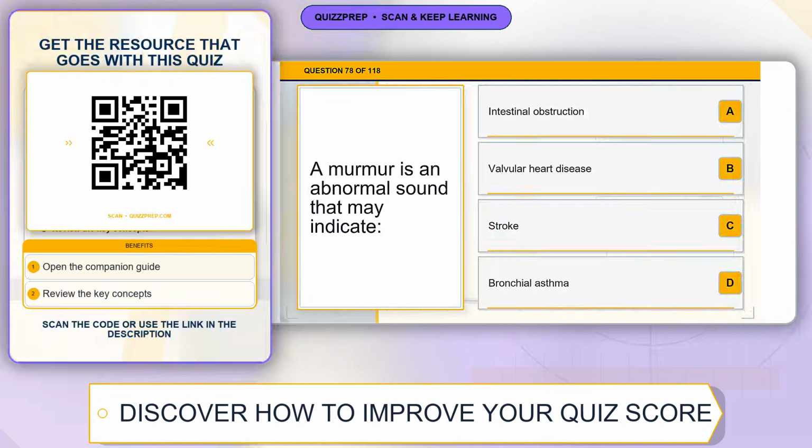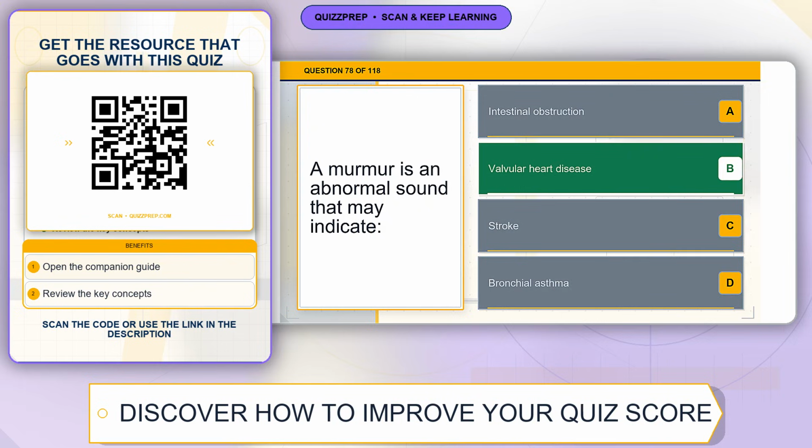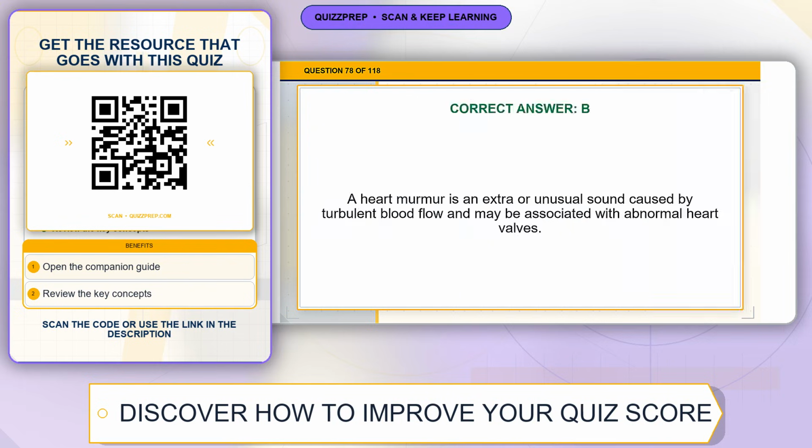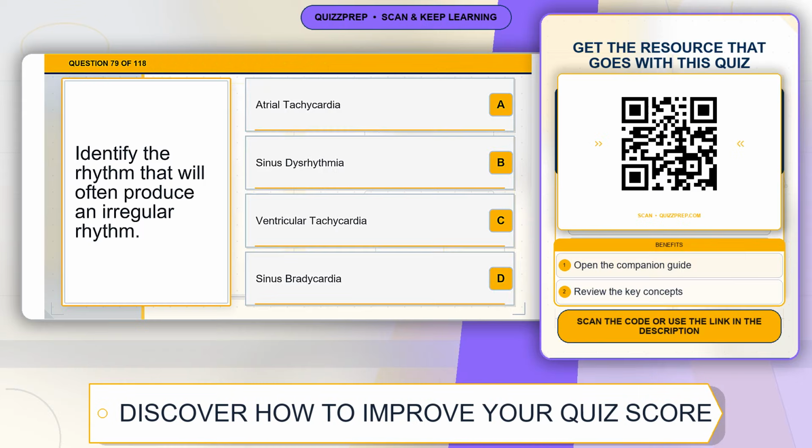Question 78. A murmur is an abnormal sound that may indicate: Option A, intestinal obstruction. Option B, valvular heart disease. Option C, stroke. Option D, bronchial asthma. The correct answer is option B, valvular heart disease. Explanation. A heart murmur is an extra or unusual sound caused by turbulent blood flow and may be associated with abnormal heart valves.